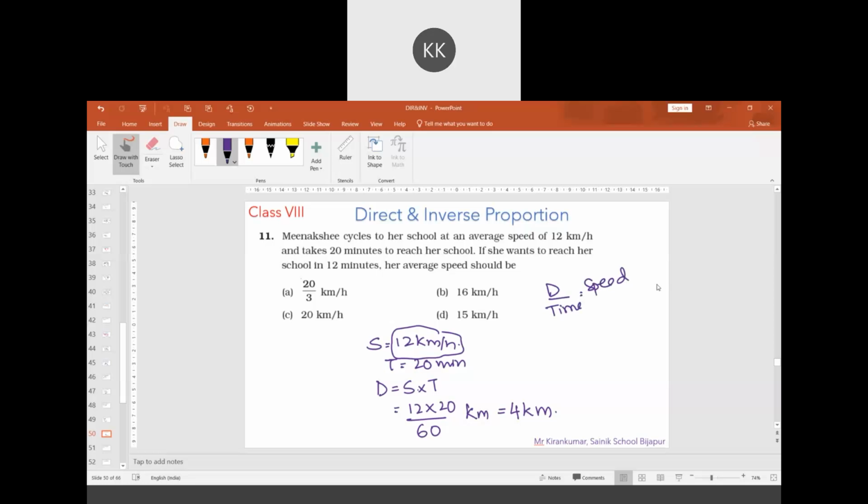Speed is 4 divided by 12, which is 1 by 3 kilometer per hour. Now we have to divide this by 60, so 1 by 5.